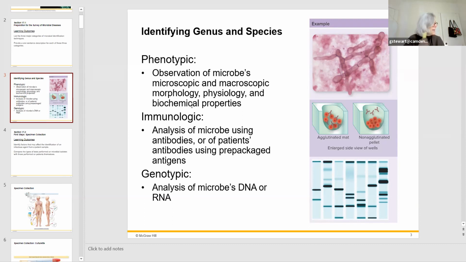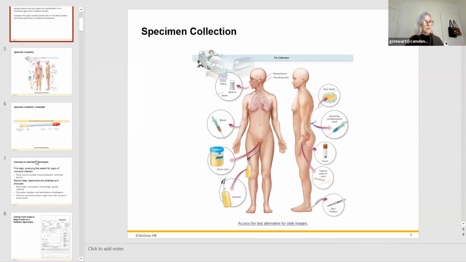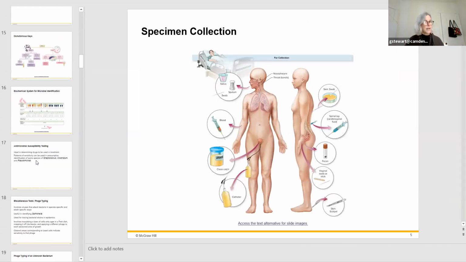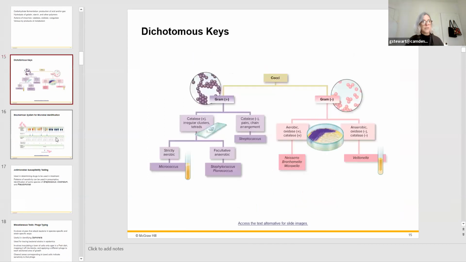Rapid testing, I put the API 20 there. I don't know if they show a picture of that anymore. Oh, I guess they do. So this is an API 20, and I'm going to include this, right? So when we have an unknown in the laboratory, the first thing that always happens is it's going to be gram stained. And then based on its gram reaction, we're going to start other tests, right?